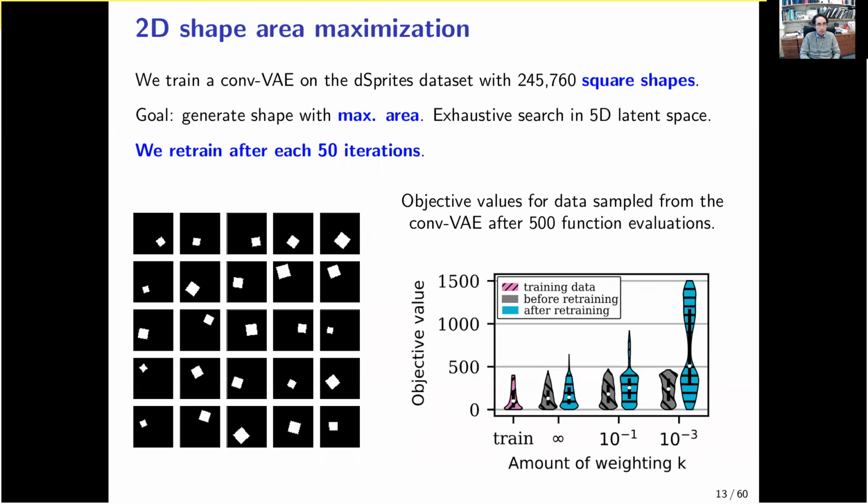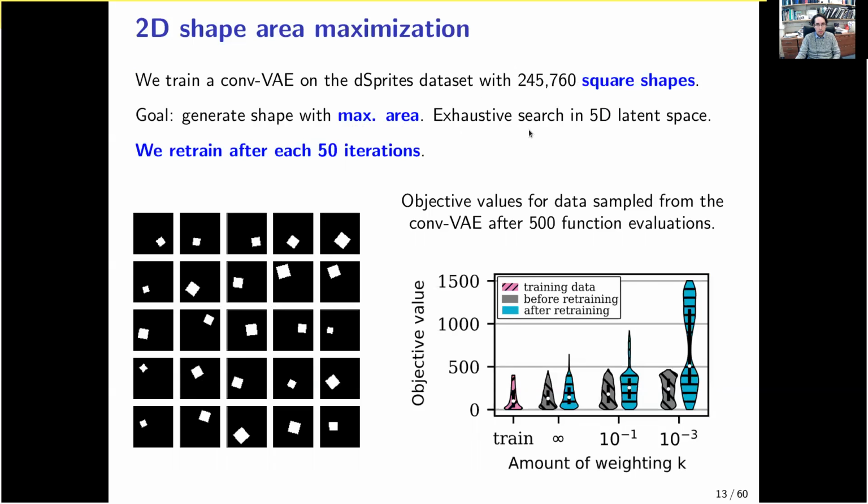So how does this work in practice? We evaluated it on a simple problem. This is the problem of a 2D shape area maximization. We have a data set of square shapes, and we want to generate a square shape now with the largest possible area. And this will be a square that just fits the whole of the image. We have an initial training set with about 250,000 square shapes. The objective value is the area of the square, and we want to generate the square with the largest area.